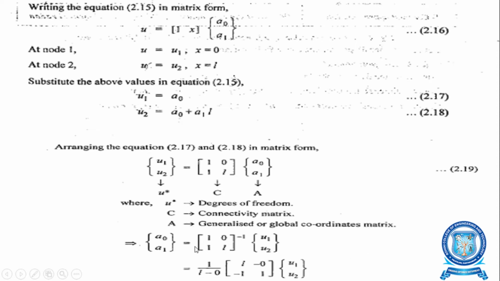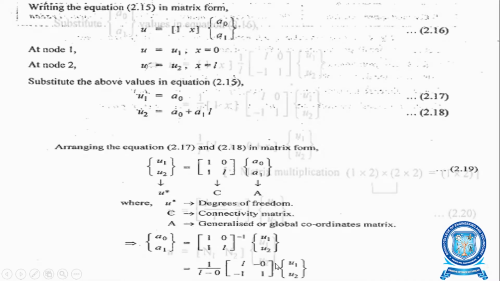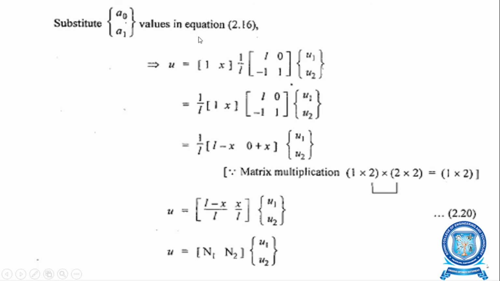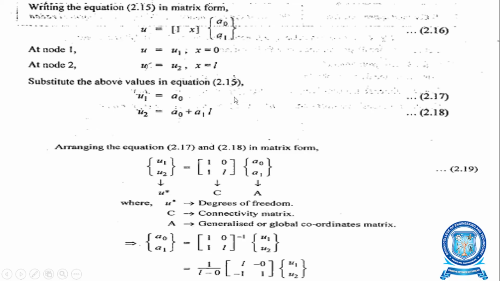So a0, a1 is equal to the inverse of [1 0; 1 L] times u1, u2, which is equal to 1 by L times the matrix [L 0; minus 1 1] times u1, u2. Now we substitute these a0, a1 values in equation 2.16.